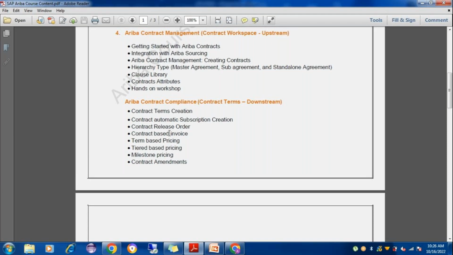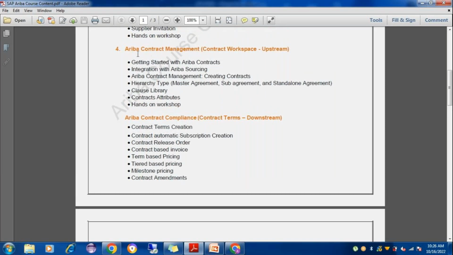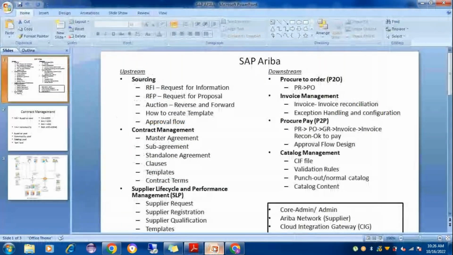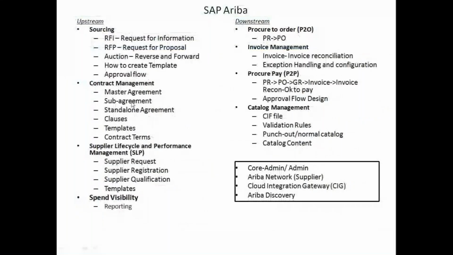So I will be covering this in quite some detail. I will be showing you everything in the system, how these things work, how this will be taken care of. This is how the upstream and downstream contract terms work. So that completes contract management, which is segregated into the upstream part and the downstream part. I will be covering both, and the same goes for the templates, for upstream and downstream; everything will be covered.